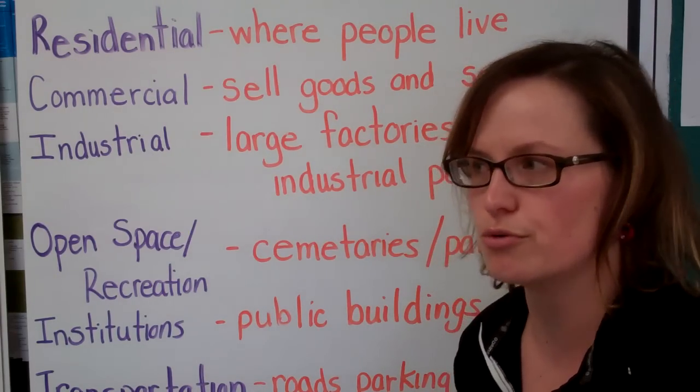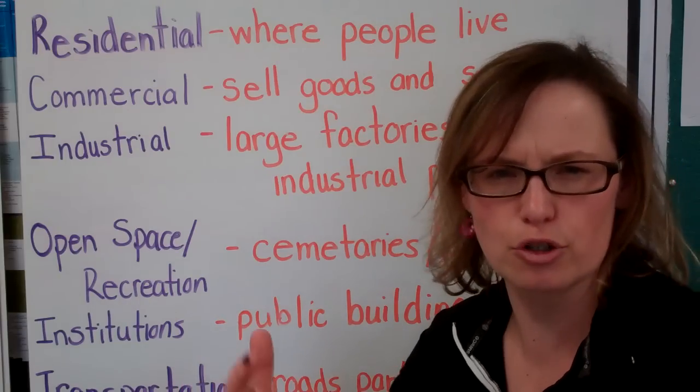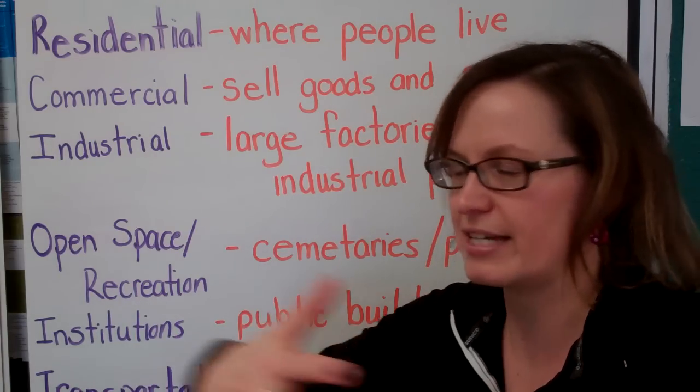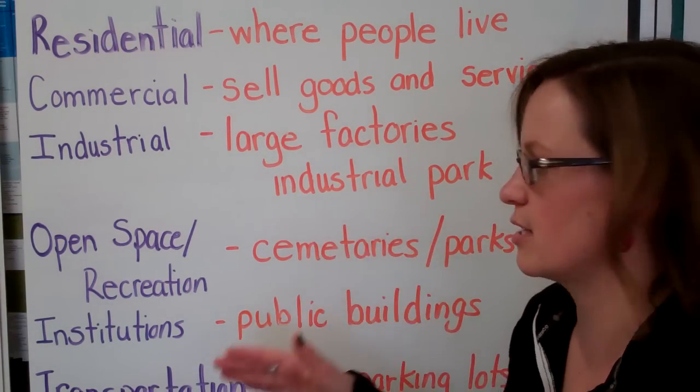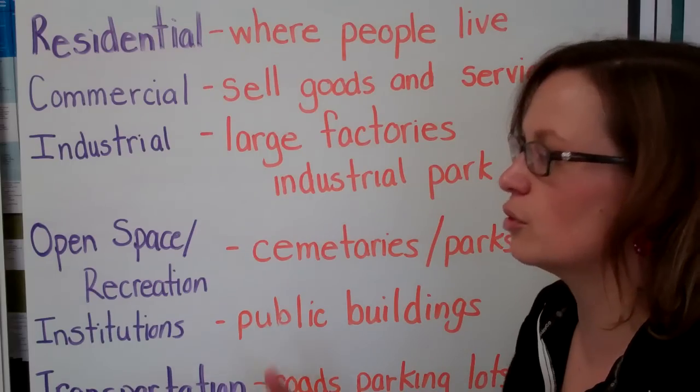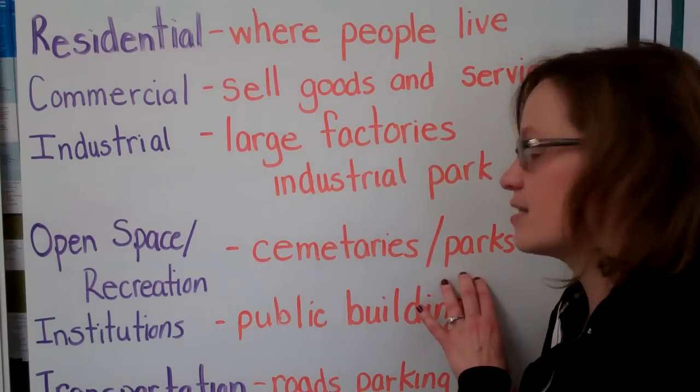Any of those areas where you notice several factories or warehouses, those big buildings that take up an entire street, that would be an industrial park. And they take up 6%. Open space and recreation, which takes up 7%, is cemeteries and parks.